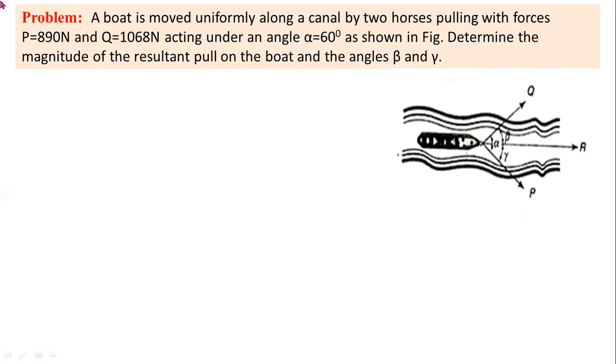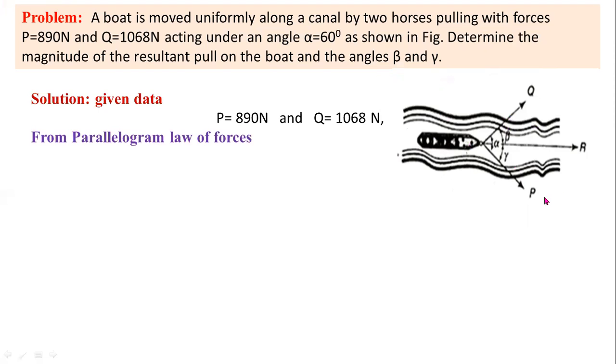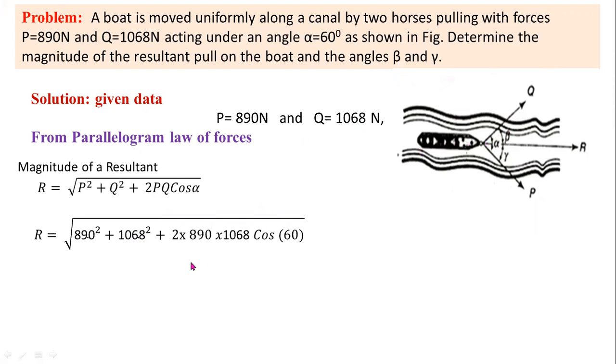Now here this is the given data: P equals 890, Q equals 1068. From the parallelogram law of forces, we already know the formula for the resultant. Magnitude of resultant R equals square root of P squared plus Q squared plus 2PQ cos alpha. Here alpha equals the total angle, 60 degrees. So substitute these values in this equation, and you can get the magnitude of the resultant. R is 1698 newtons.